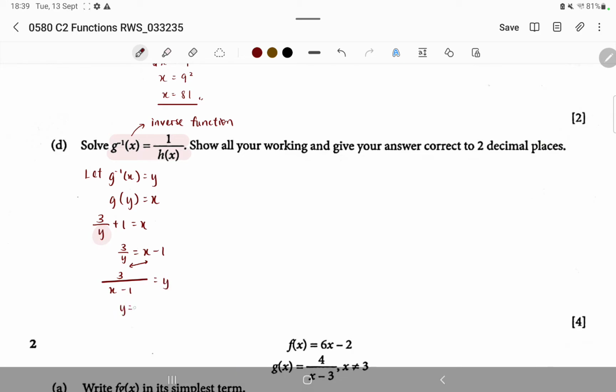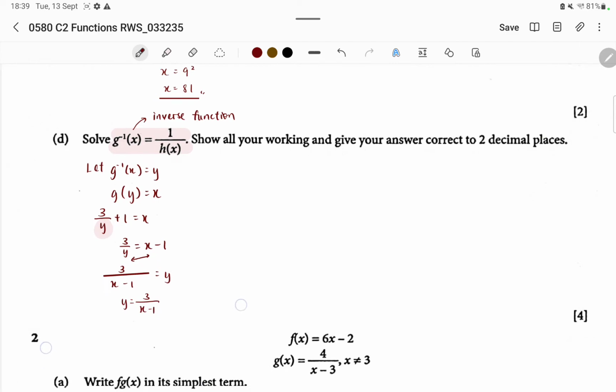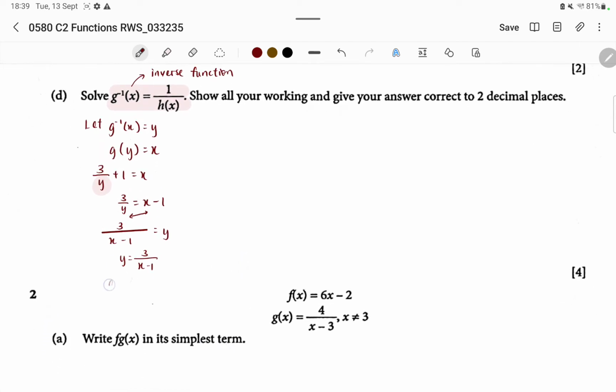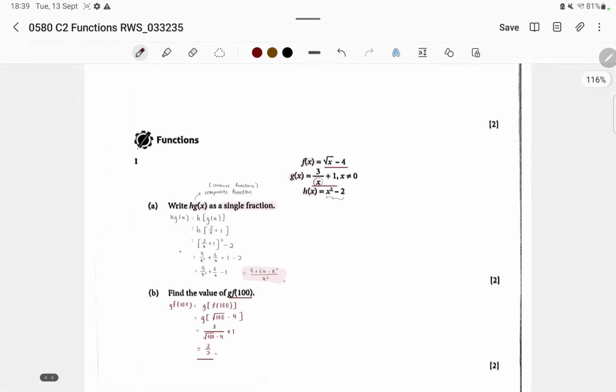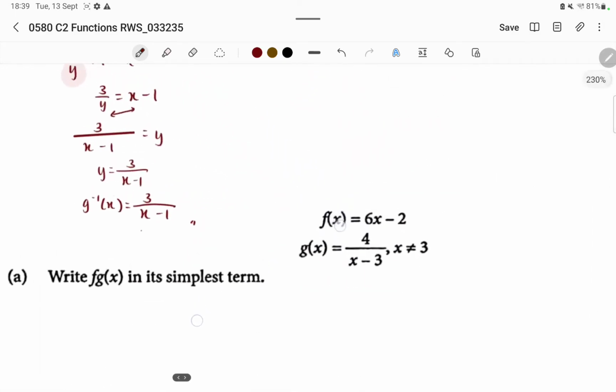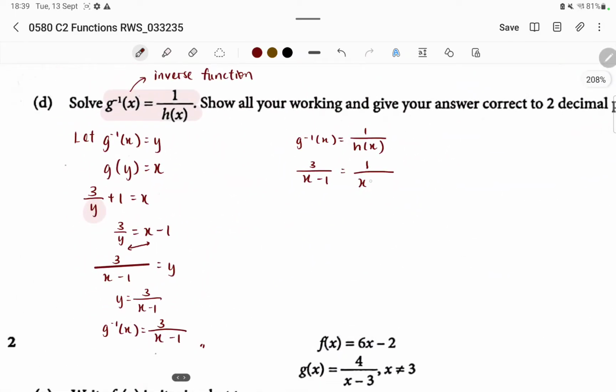And then y is actually g inverse of x. So g inverse of x equals 3 over x minus 1. Okay, and then after that, g inverse of x equals 1 over h(x). So this one already got 3 over x minus 1 equals 1 over h(x). What is h(x)? Here, x squared minus 2.